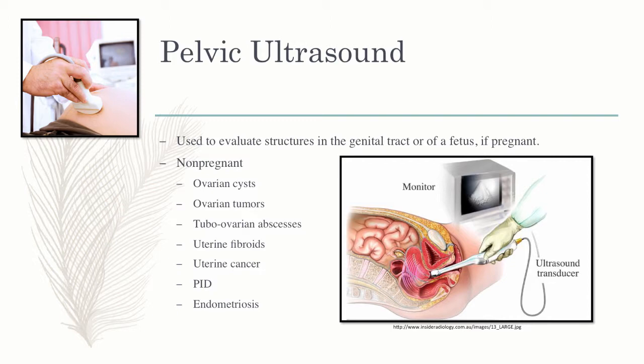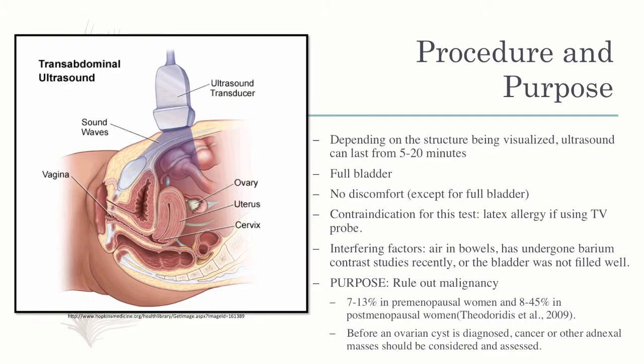The big players we're looking for here are ovarian cysts, ovarian tumors, tubo-ovarian abscesses, uterine fibroids, uterine cancer, pelvic inflammatory disease, or endometriosis. You can see a picture of a transvaginal ultrasound on the right and a transabdominal ultrasound on the left. So how do we do this, and why do we do this? Pretty good cross-section of the abdomen there to see the main structures we're going to look at.